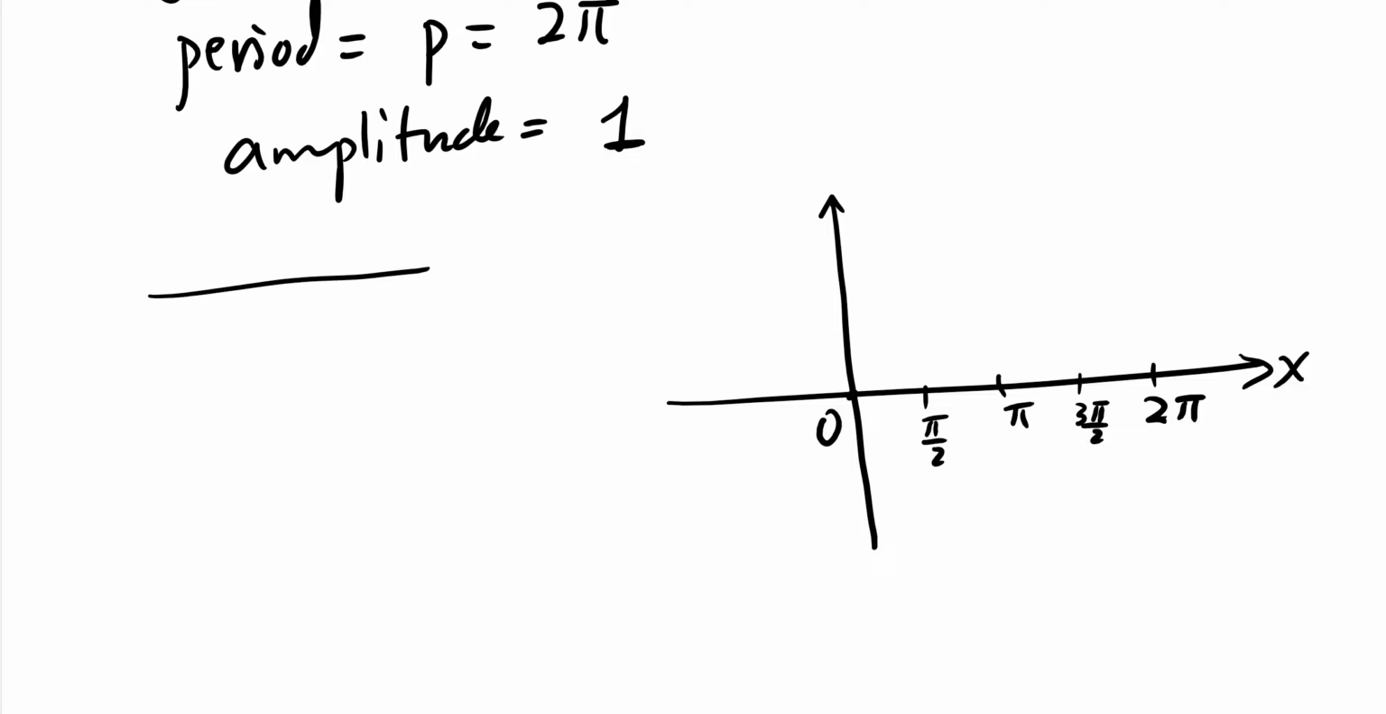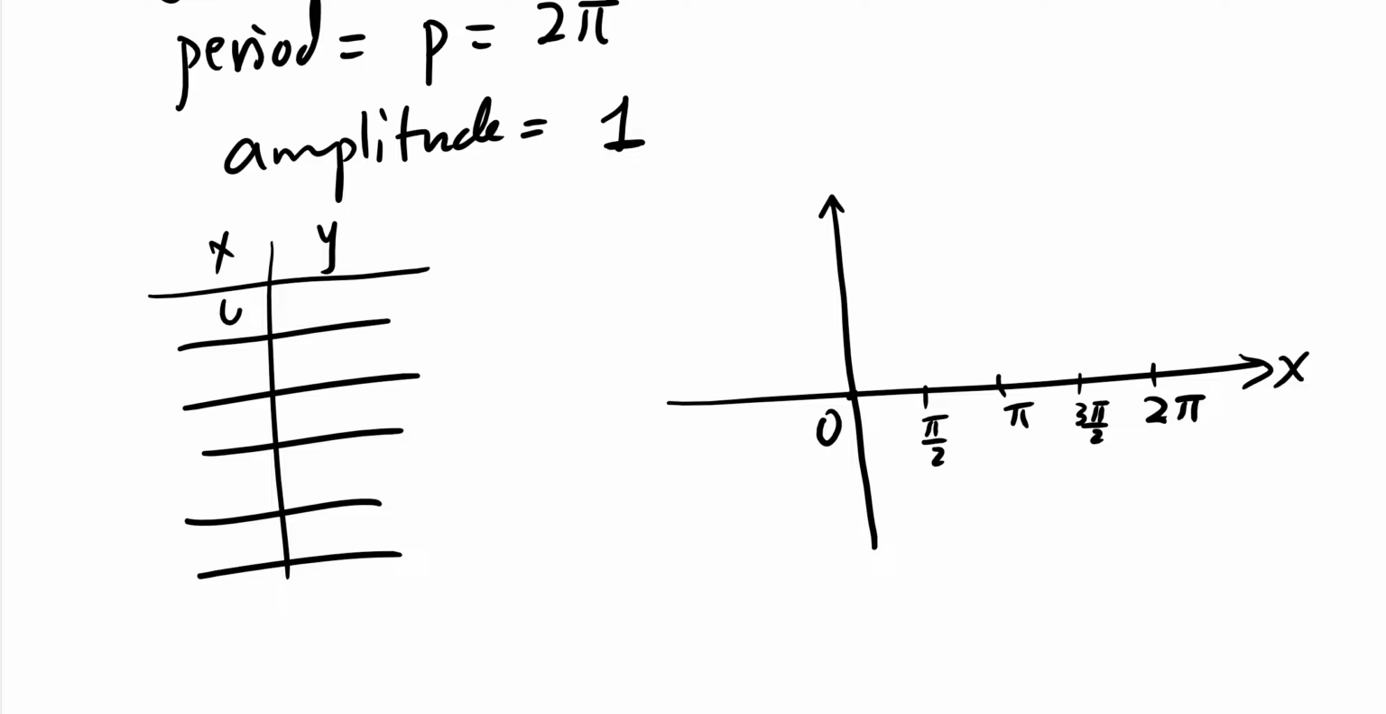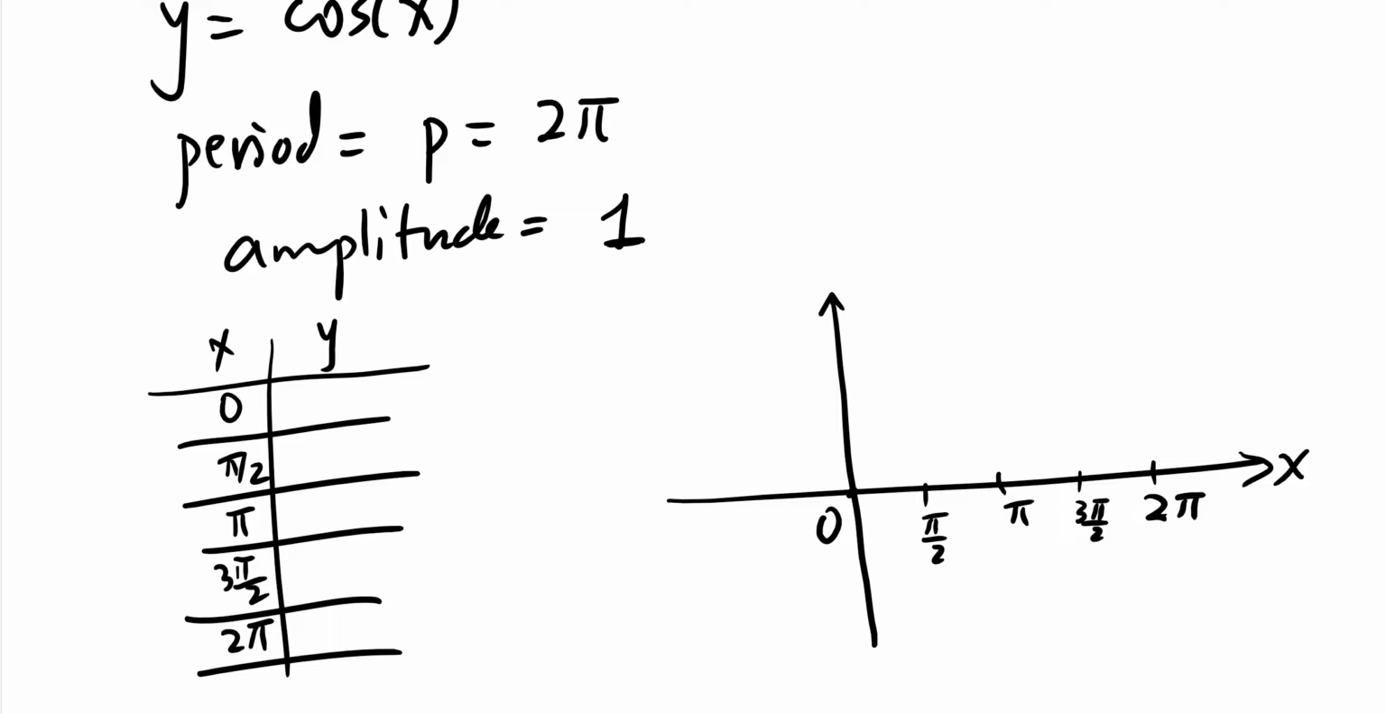And I'm going to get their corresponding y values, x, y. 0, pi over 2, pi, 3 pi over 2, 2 pi. Let's see. So cosine 0 is 1, from previous sections. Very important to know. Cosine pi over 2 is 0. Cosine pi is -1. Cosine 3 pi over 2 is 0. And cosine 2 pi is 1.